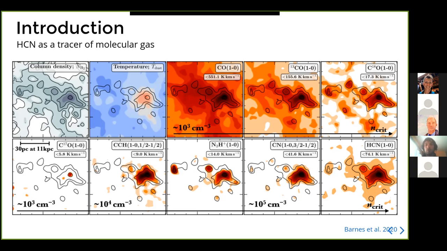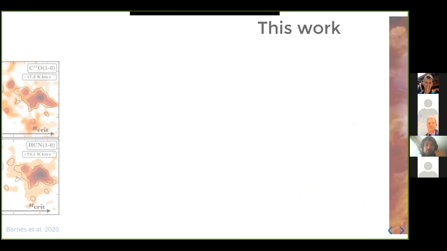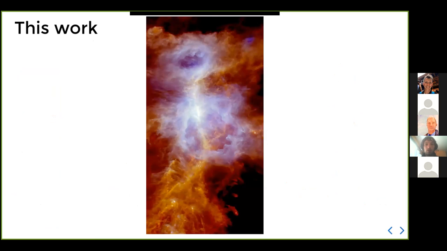So that gave me an idea of, well, let's look at the Orion molecular cloud. Let's look at a tracer of gas at a high ionization fraction, such as the carbon radio recombination lines, and compare the two and see what comes out. So that's what we did.